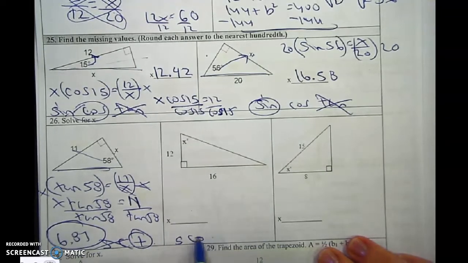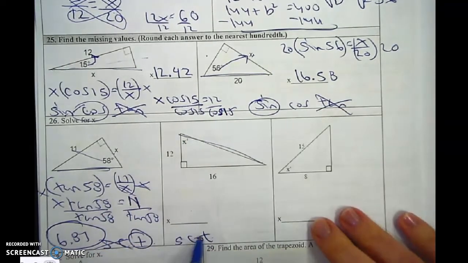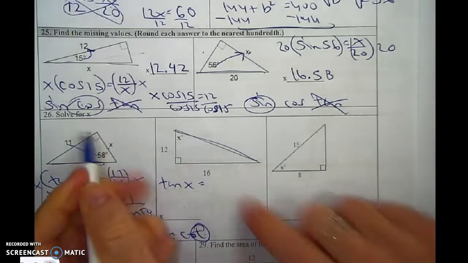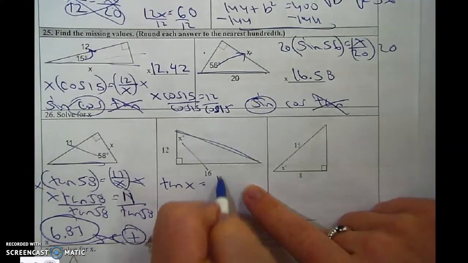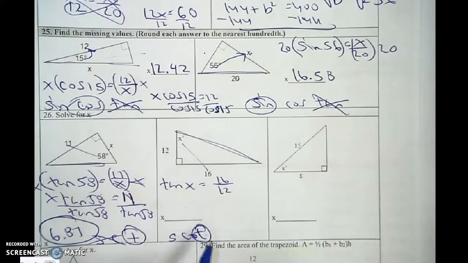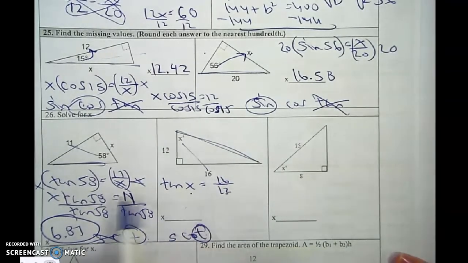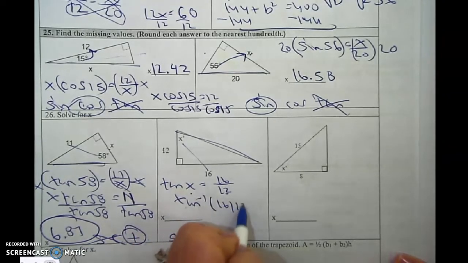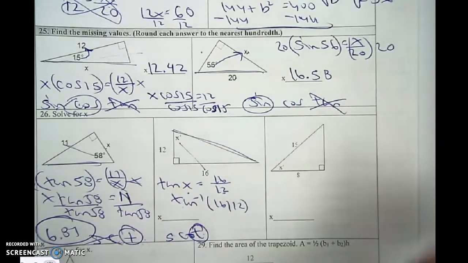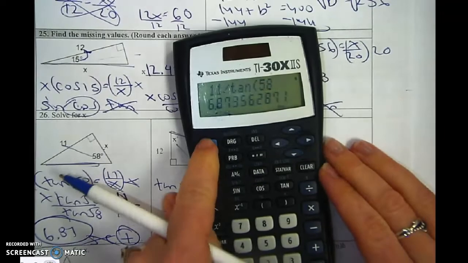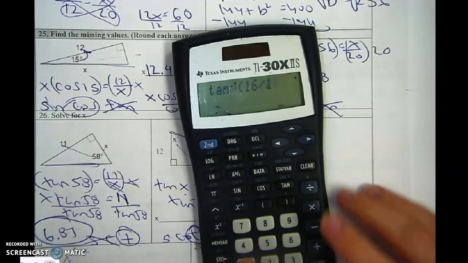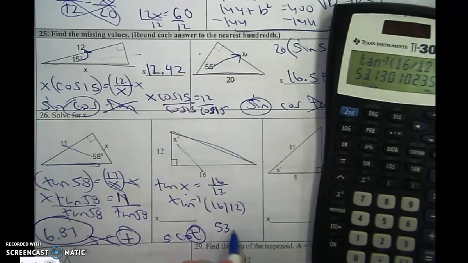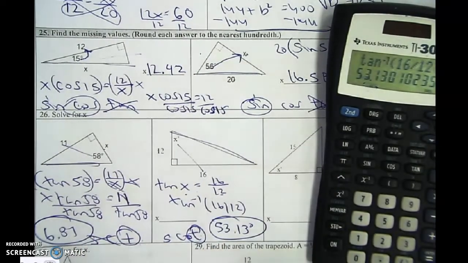Sine, cosine, or tan. It doesn't have long side. Boom, it's tan. Tan of x equals opposite over adjacent. So this time what they're having you do is find x. So I'm not going to multiply by 12. I'm going to do the inverse tan of 16 over 12. Okay, put it in parentheses or it's not going to work out. So I go second tan, 16 divided by 12. And I get 53.13.